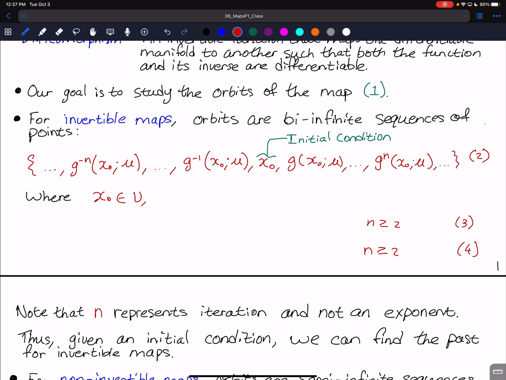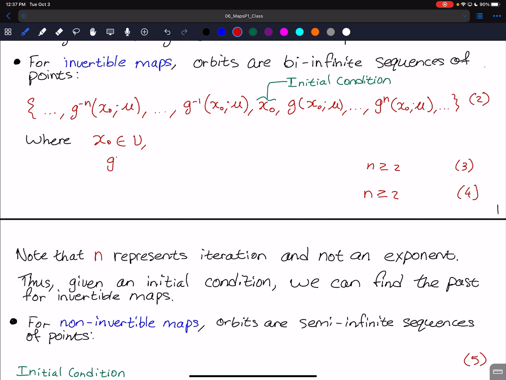Okay, so again, x0 is generally in a subset of the real numbers. For some maps, they may not be defined for the entire real number set, and that's why you end up defining them for a subset. Okay, and then g n here of x0 with the parameters mu, this is equal to g applied to g n minus 1 x0 mu again. Valid for n greater or equal than 2. So here, the notation g with a power of n is not an exponent. It's an iteration, an nth order iteration of that initial condition.